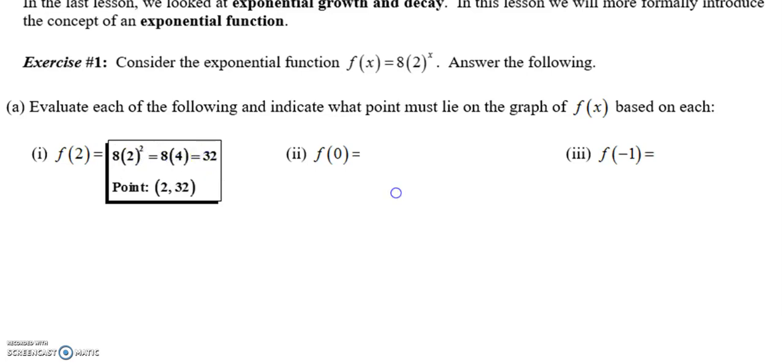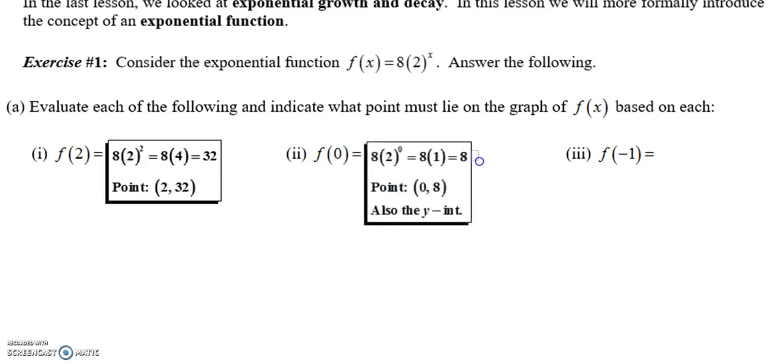Alright, for part ii here, you should have ended up with 8. And so again, you put 0 in there, and you know 2 to the 0 power is 1. And there we go. And this is also the y-intercept, because think about it: the x value is 0, and that means that you're on the y-axis when x is 0.